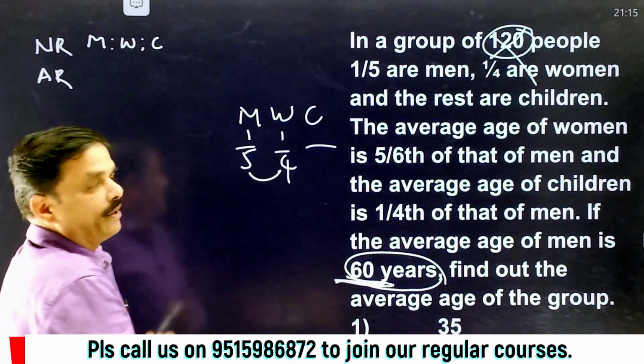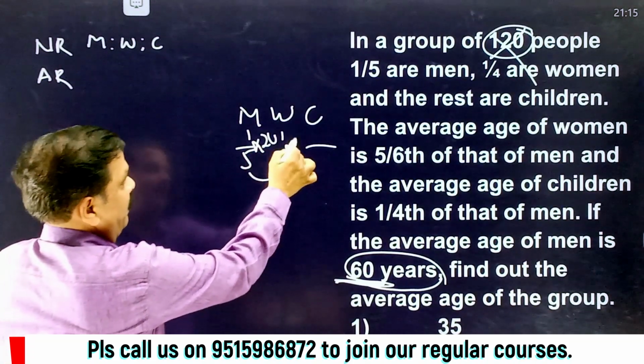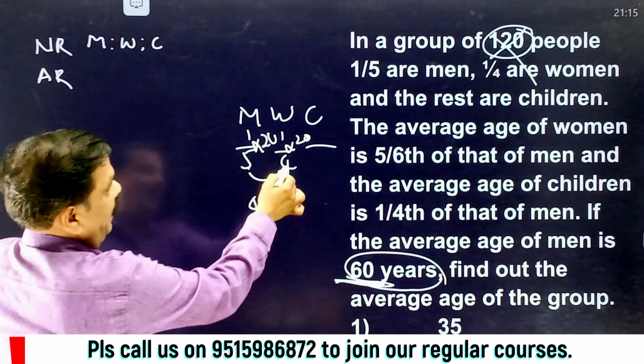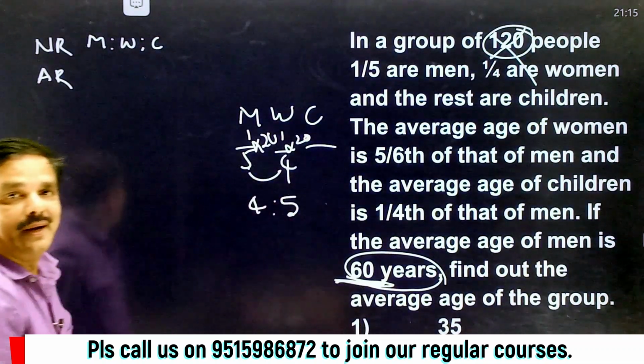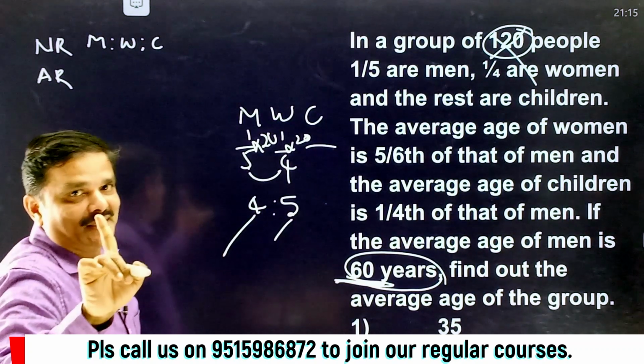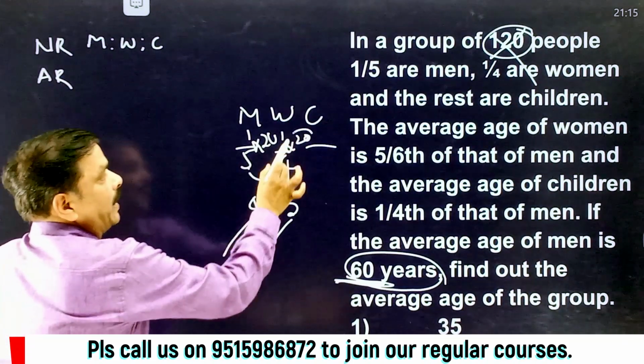First you take the LCM of these two, that is 20. So 1 by 5 into 20, 1 by 4 into 20 you do. So that is 5 4s, and this is 4 5s. Alright, so 4 are men, 5 are women. You have to take it in this way, okay? 4 are men, 5 are women, provided the total number is 20.